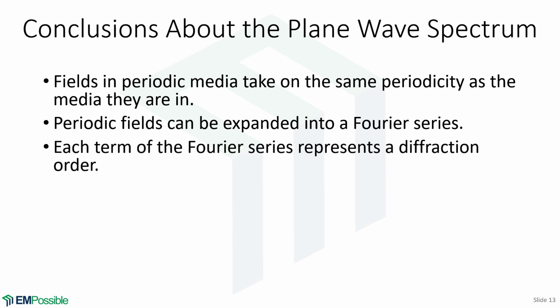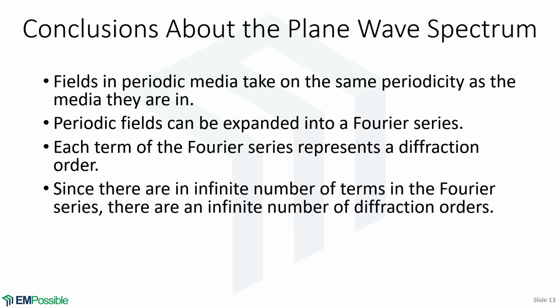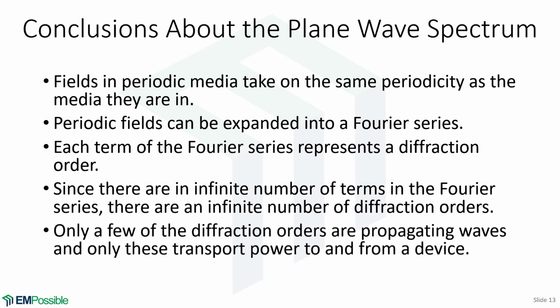Well, a Fourier series is a sum of discrete things. And so it turns out each one of those discrete things is a diffraction order from the grating. And there's an infinite number of them because our Fourier series has an infinite number of terms, so there's always an infinite number of diffraction orders. But it's only the low order few of those diffraction orders that are not cut off and are actual propagating waves. And this set of diffraction orders we call the plane wave spectrum.